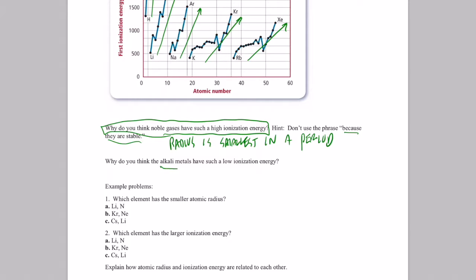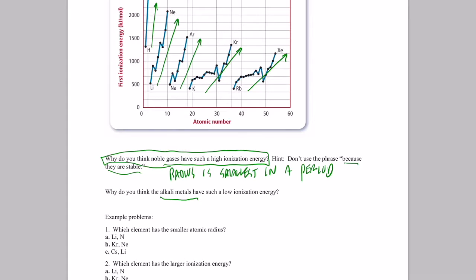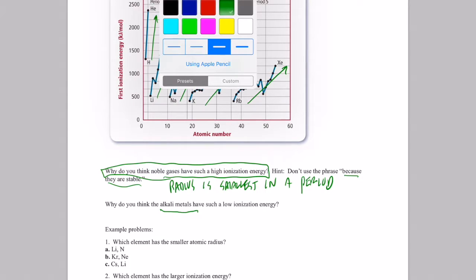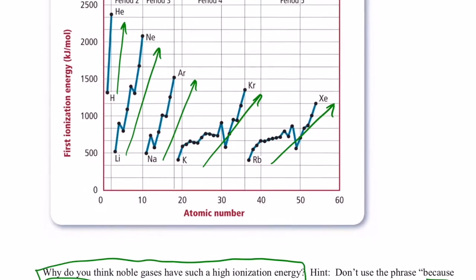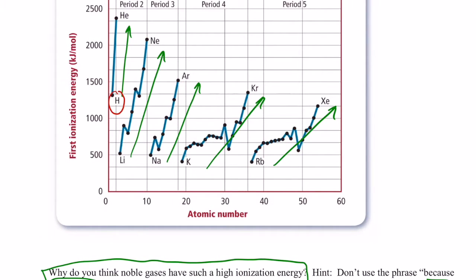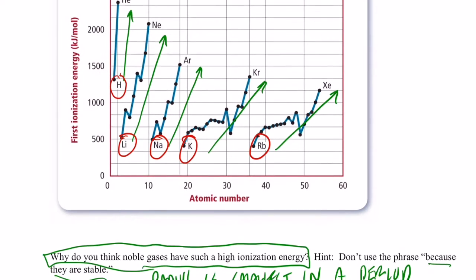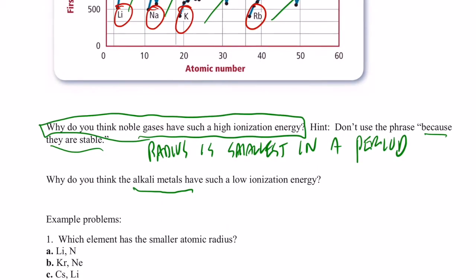Why do you think the alkali metals have such a low ionization energy? So once again, if you look at your graph and we take a look at the alkali metals, do you notice that in any period, the alkali metals have the lowest of all ionization energies? Yeah, and from lithium to neon, lithium's the lowest. From sodium to argon, sodium is the lowest. The alkali metals always have the lowest ionization energy. Can you think about why?